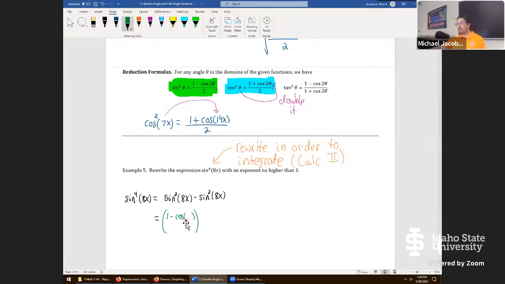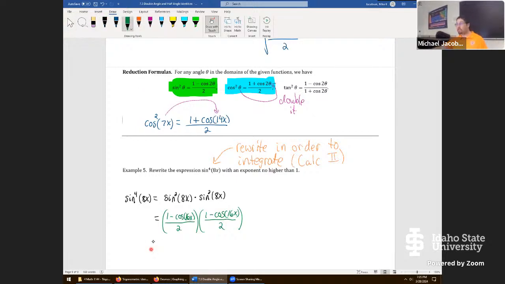But what would you say should go right here? Any volunteers for that input? Exactly. You take the original 8x, double it for a 16x. Essentially, that's been our mantra ever since we moved past the double angle formulas. If you're doing half angle identities, reduction formulas, you're now doubling things. Then divide by 2, same exact thing over here. 1 minus cosine 16x. Divide by 2.